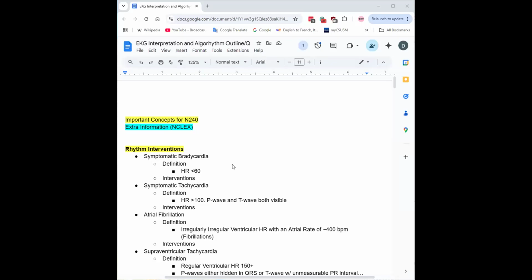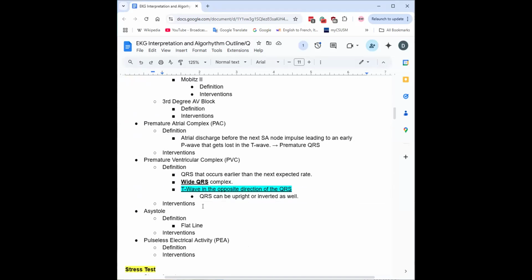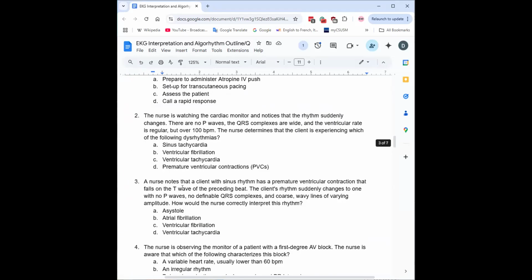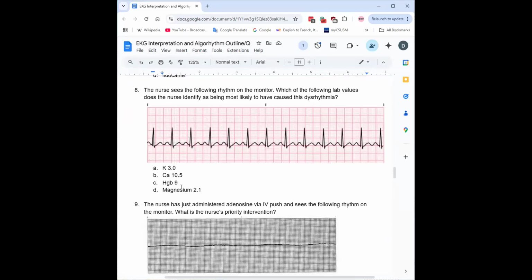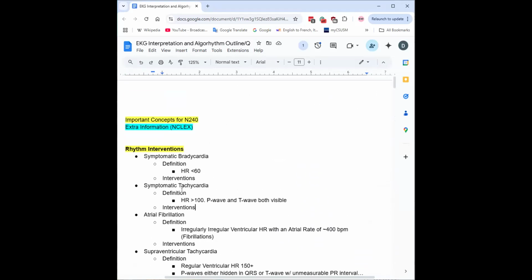Okay, so for today, we're gonna go over the specific rhythms. I'll have pictures that kind of go along with it. I think I provided you guys definitions on everything, so we're just gonna talk about interventions, so it's all in one place together, and then go over the stress test, and then go over some questions. I think there's like 10 questions here, and we should be good to go.